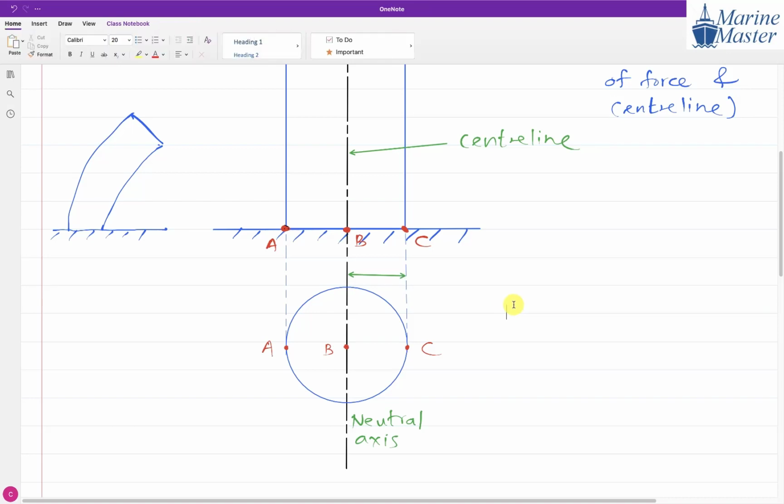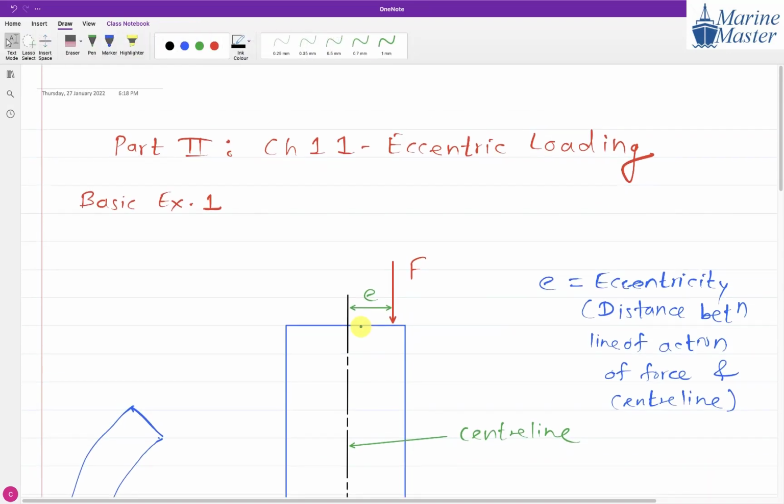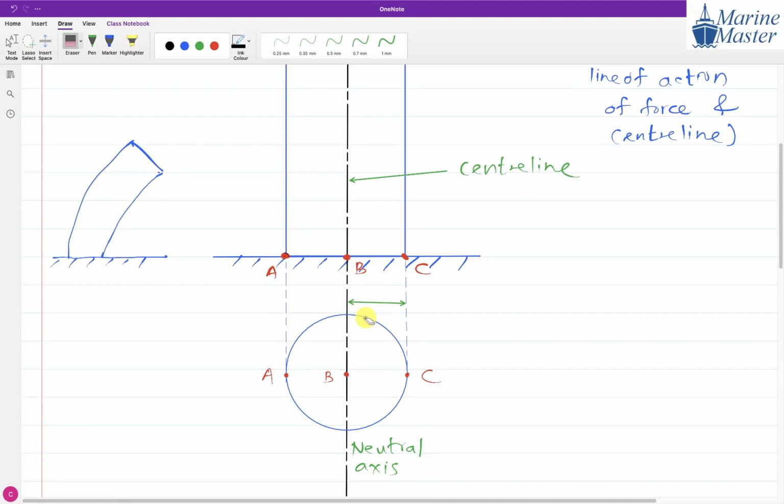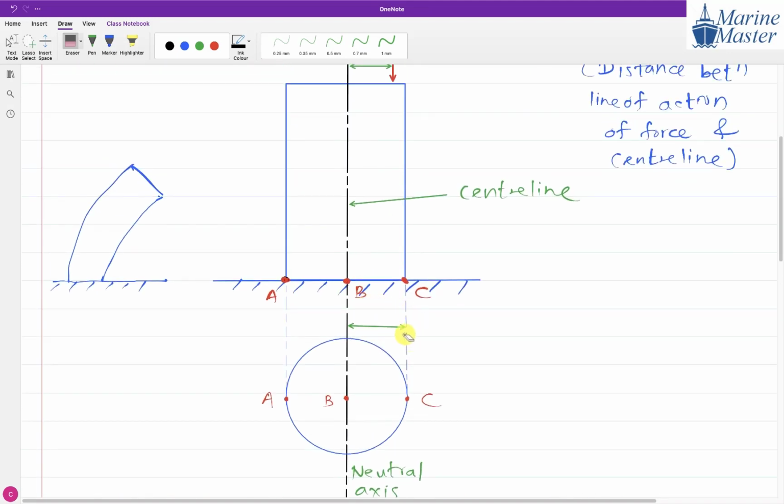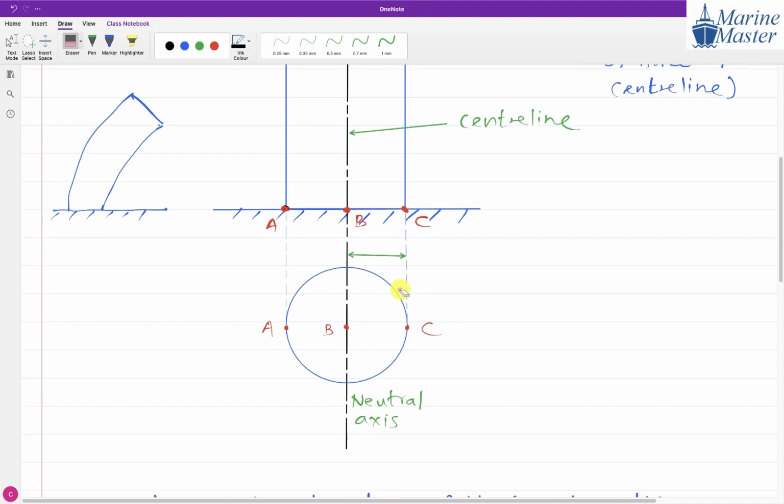Guys, one important thing. E is a different thing, Y max is a different thing. E can be anywhere, it varies from 0 to Y max. Y max is the distance of the outer fiber from the neutral axis. Not the center line, don't say center line. Distance of outer fiber from the neutral axis. Guys, that is the meaning of Y max. We have studied this.